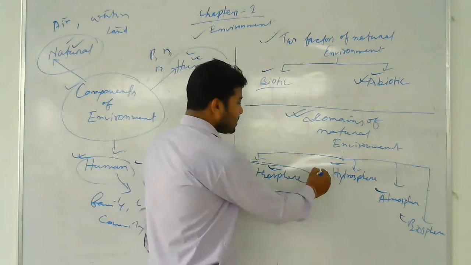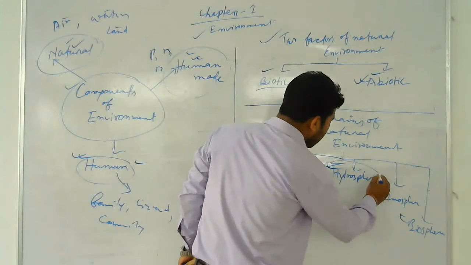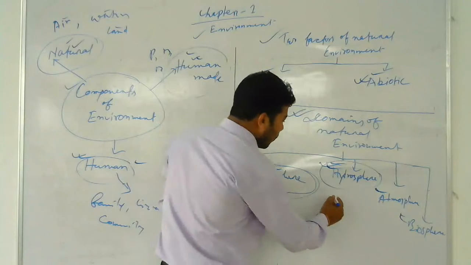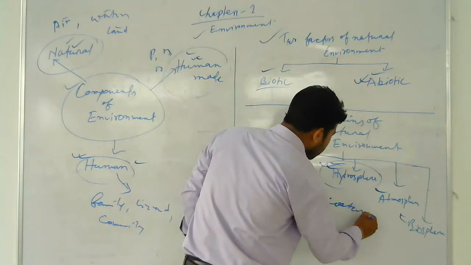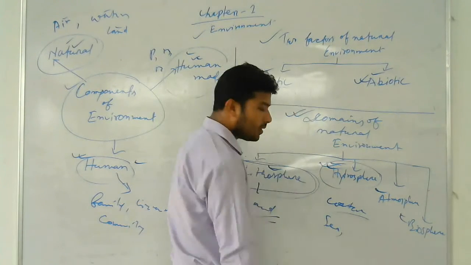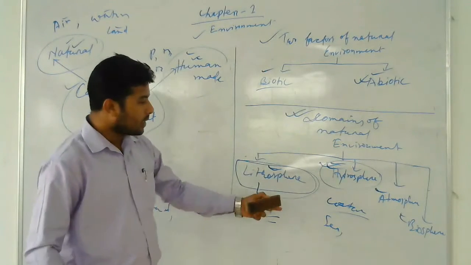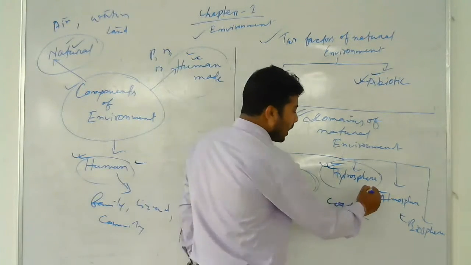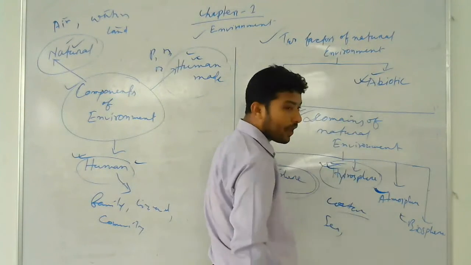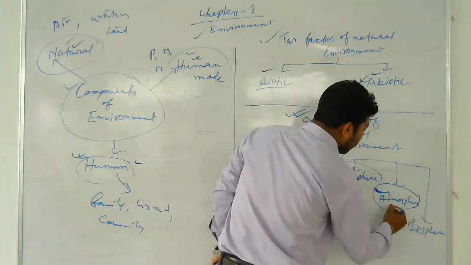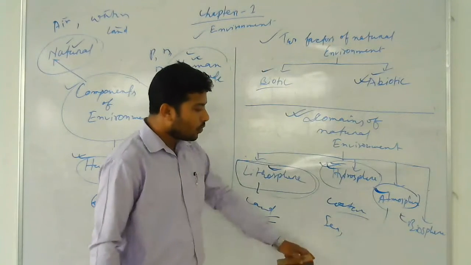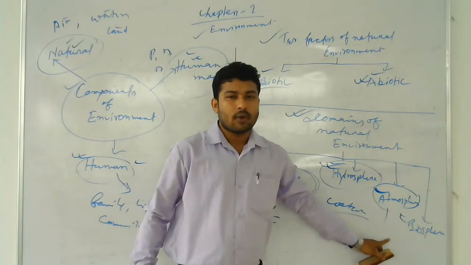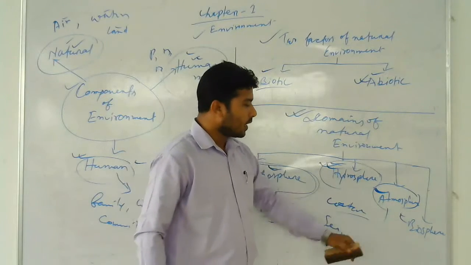Next, what is hydrosphere? Hydrosphere is the water bodies, which contain water. These are the sea, ocean, and pond. From this hydrosphere we get the water. And again, what is atmosphere? It is the blanket of air. In the atmosphere we get carbon dioxide, nitrogen, and whatever gases we get in the atmosphere.